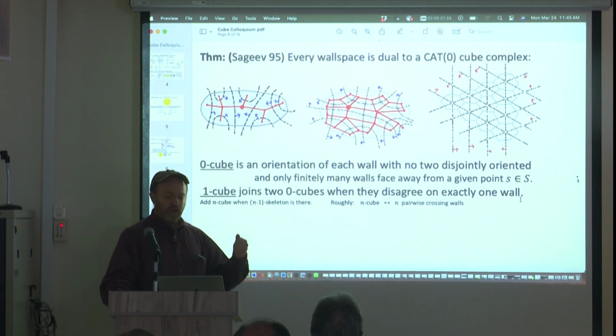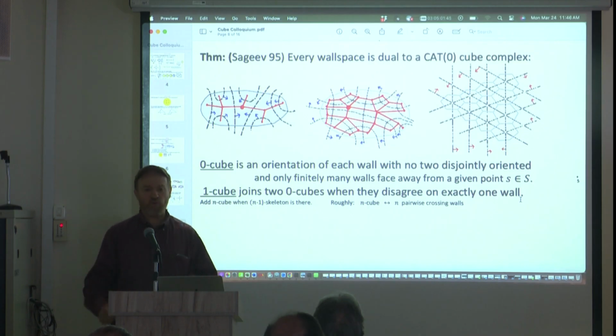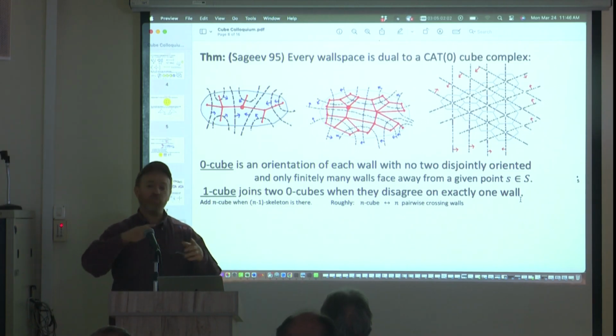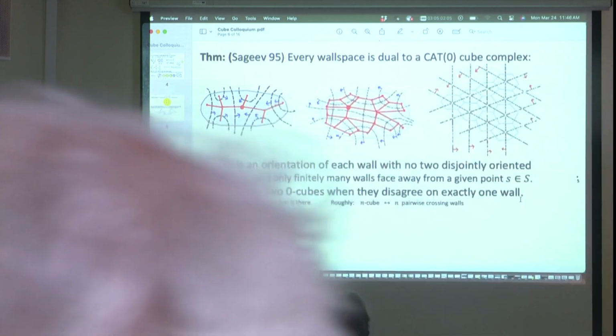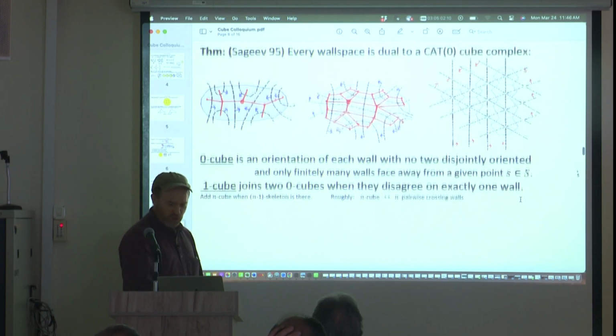Okay, so let me quickly spill the beans. You now know what a zero cube is. You add a one cube whenever two zero cubes disagree on exactly one wall, right? A zero cube is a choice of orientation for every wall. If they disagree on exactly one wall, you join them by a one cube. And then you add higher cubes whenever you see their one skeleton. So whenever you see a 4 cycle, you add a 2 cube. Now whenever you see the 2 skeleton of a 3 cube, you add it. And that's the whole definition. Okay, so that's Sageev's dual cube complex.